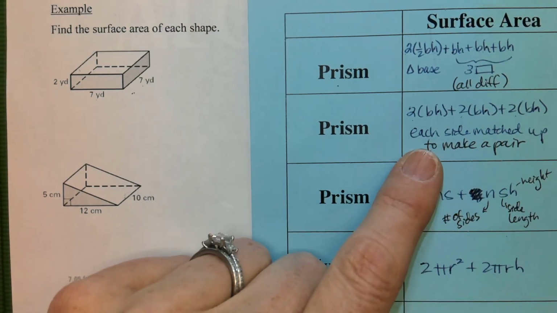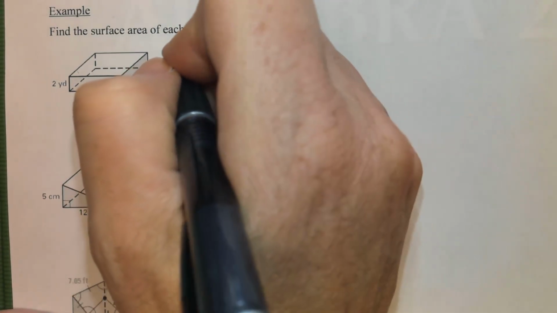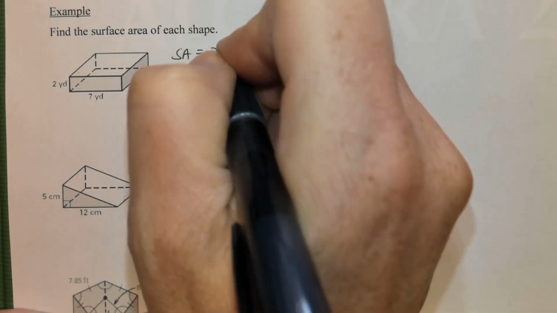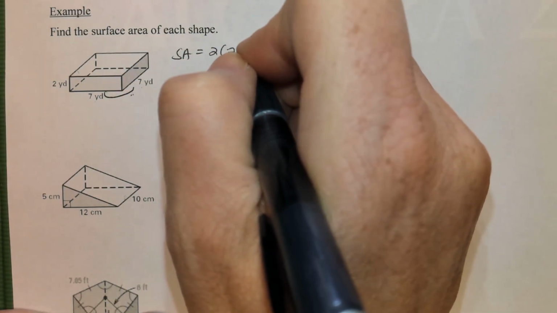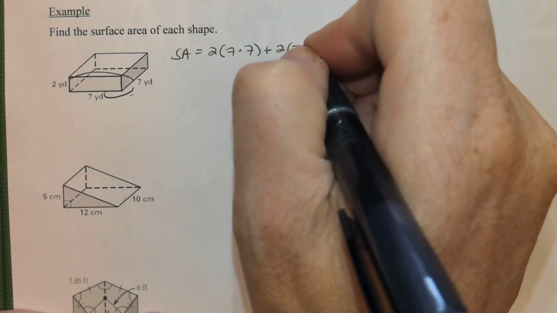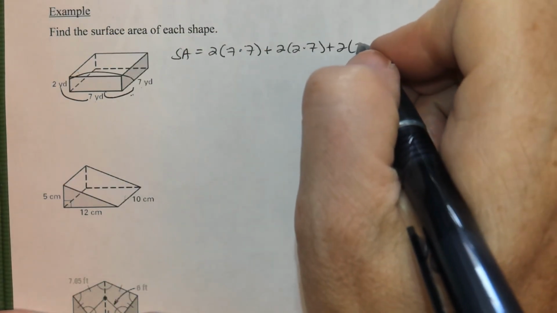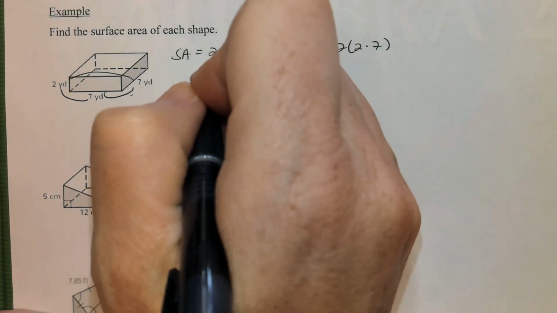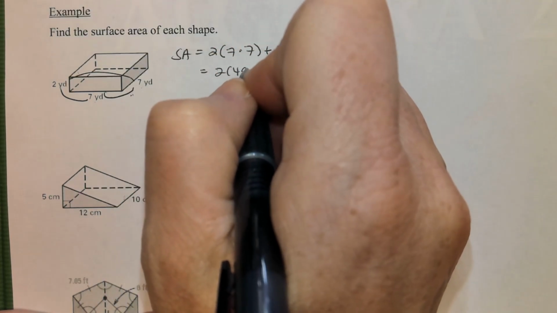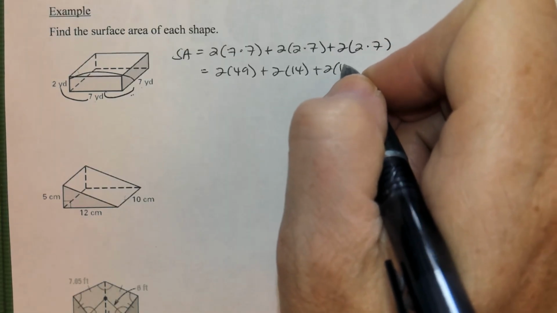First formula is this one, so we're going to do the 2 times. We're going to make sure every side is matched up once. So my surface area will be 2 times, and 7 times 7 is my first match. 2 times 7 is my next match, and 2 times 7 is my final. So I have 2 times 49, and 2 times 14, and 2 times 14.